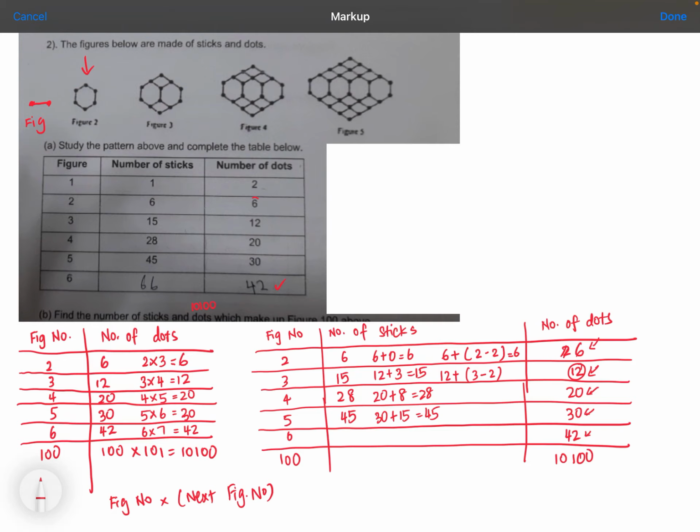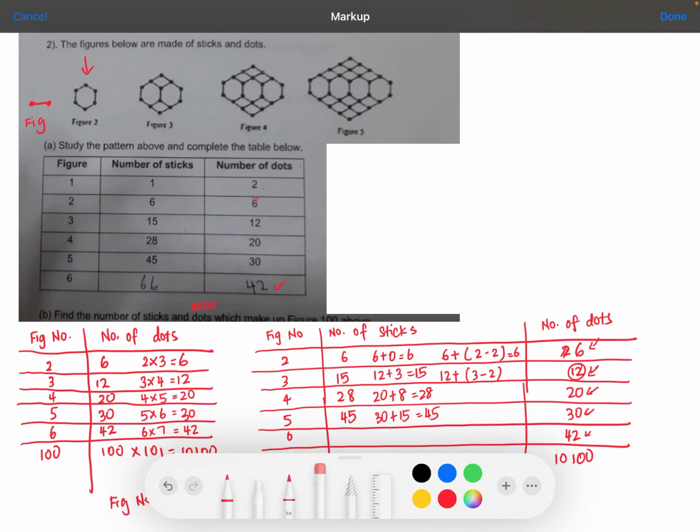So technically it is 3 times. So this will be 3. Maybe I just erase first. Hold on. So let's try this. This will be, I cannot write it again. Okay, 6 plus figure number minus 2. Let's try to see the next one.